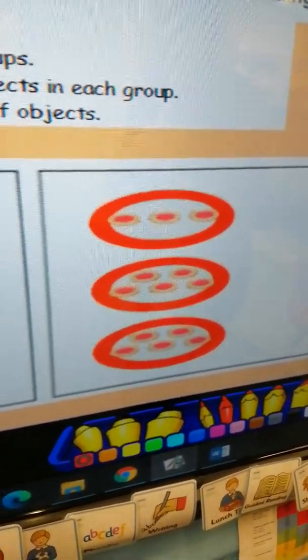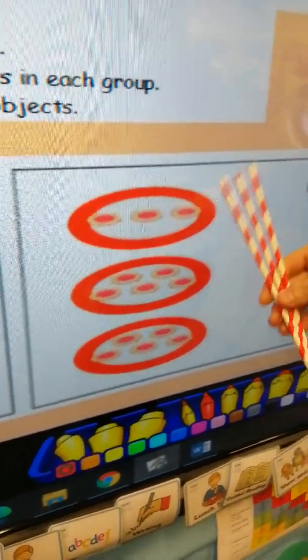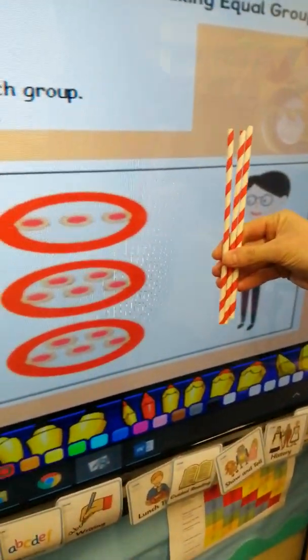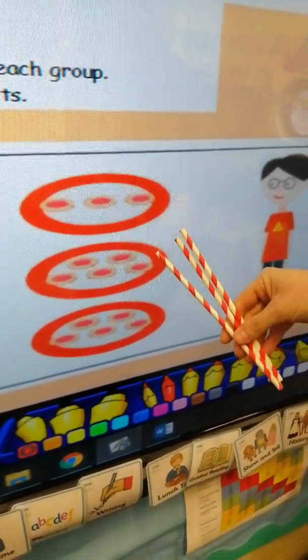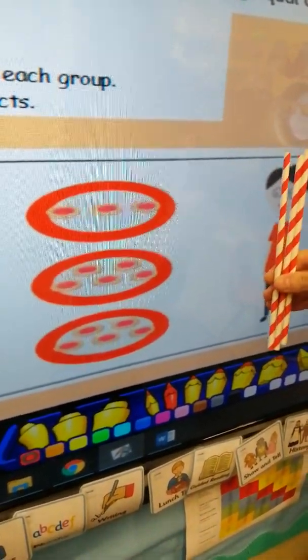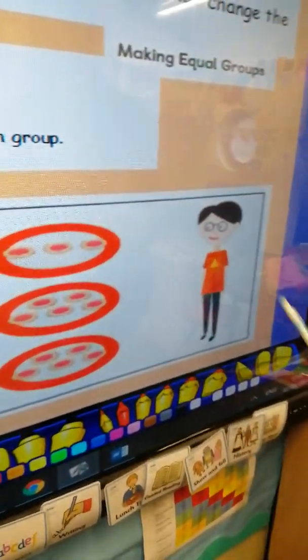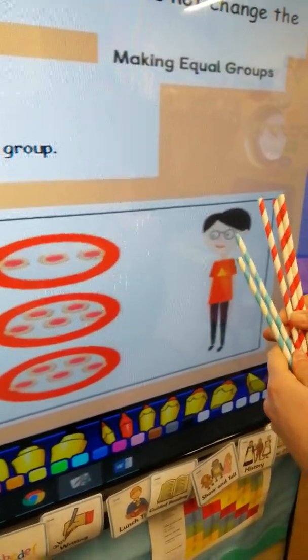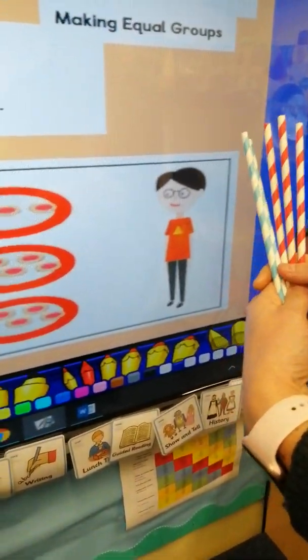We're trying to work out, are these equal groups? So if I represented these on this plate, I'd represent it with this number of straws. If I represented this quantity of cookies, it wouldn't be the same as this, would it? It would be 2 more. So therefore, the groups are not the same. The groups are not equal.